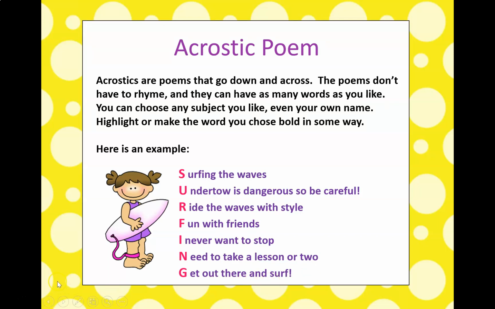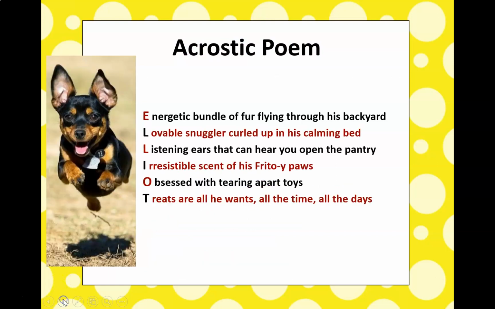I obviously did one for you guys, but that's about my favorite subject, which is Elliott. And so I did the same thing. I kind of used black and brown because that's his coloring, and I wrote the word Elliott down the left-hand side, and that's where I started each of my sentences. So this first sentence will start with E, the next sentence will start with L, and so on. So this says, energetic bundle of fur flying through his backyard, lovable snuggler curled up in his calming bed, listening ears that can hear you open the pantry, irresistible scent of his Frito-y paws, obsessed with tearing apart toys, treats are all he wants all the time, all the days.